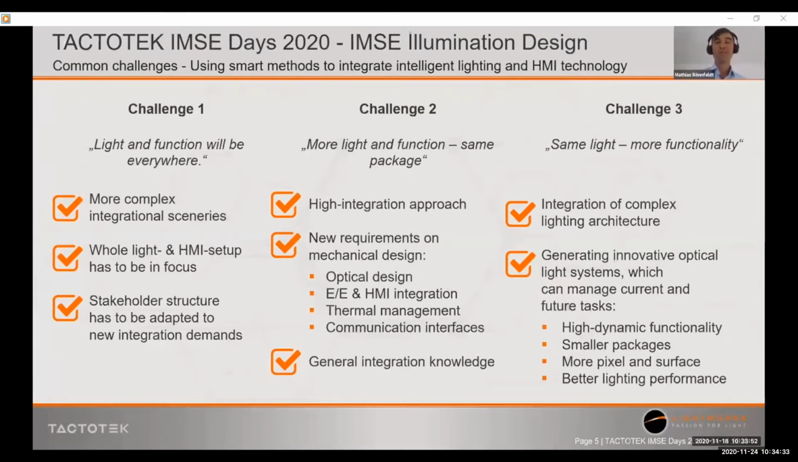And we have challenge 3, same light, more functionality. It's roughly the same, but here we are talking also about, let's say, the quality of light again. That means we have more pixels, for example, we have smaller packages, we have also HMI combination with light. And I think we will see, and we saw already in Pasi's presentation, what it means when I would like to combine lighting and human machine interface functionality.